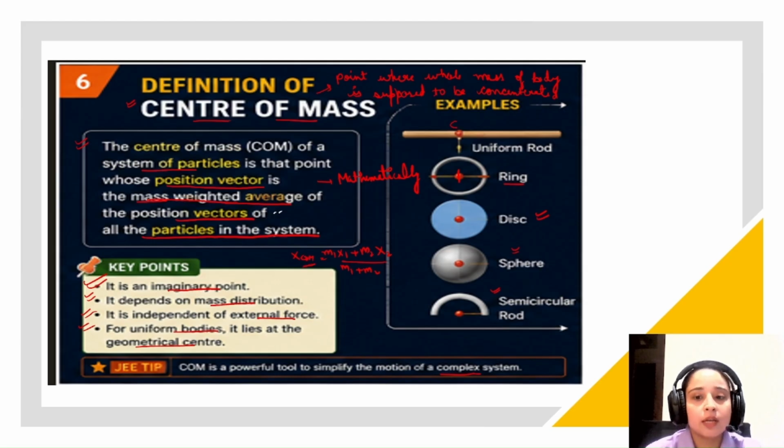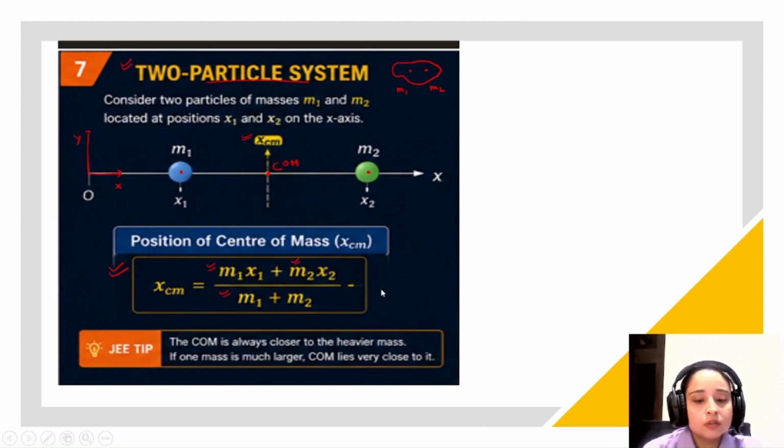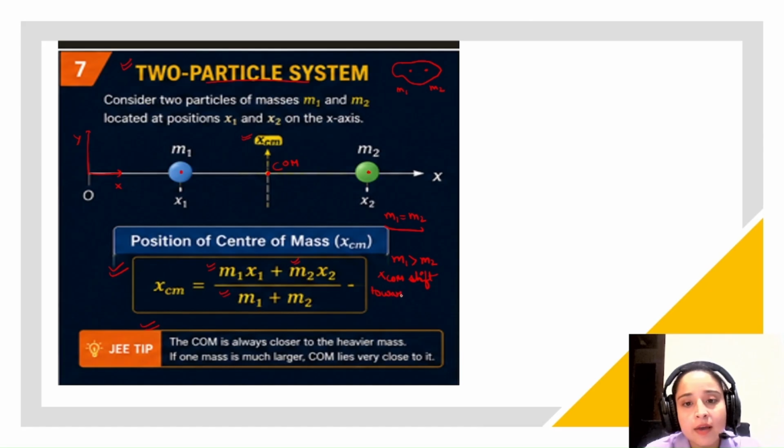Okay, like that. So this is very important, very, very important. You should understand this. There is a tip that you need to understand about the center of mass. If the two masses are the same, m1 is equal to m2, then it will lie in the middle. But if m1 is greater than m2, then the center of mass position will shift towards the heavier mass. Please note down, this is very important.